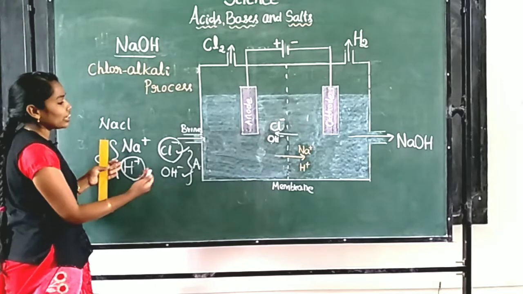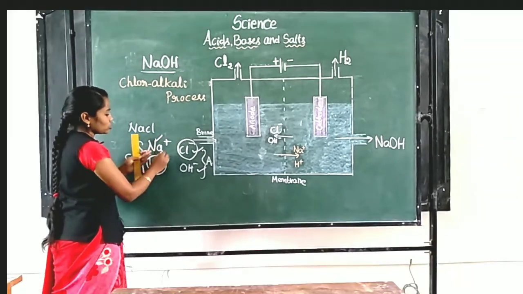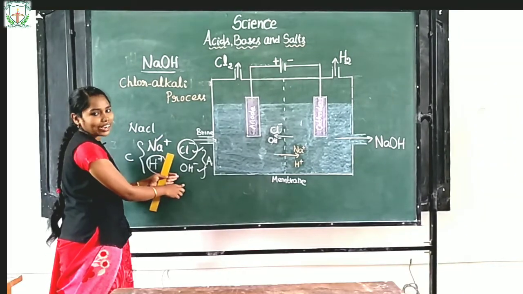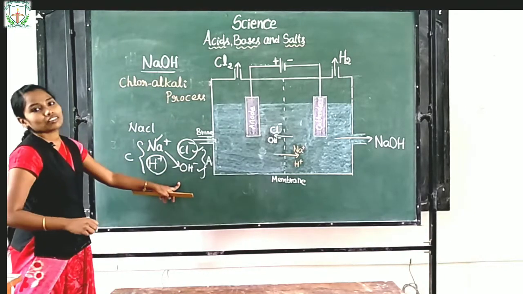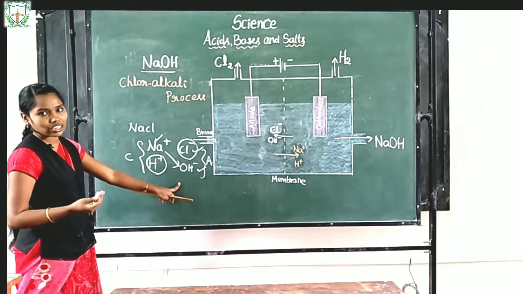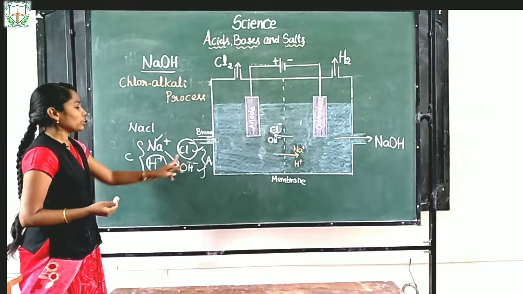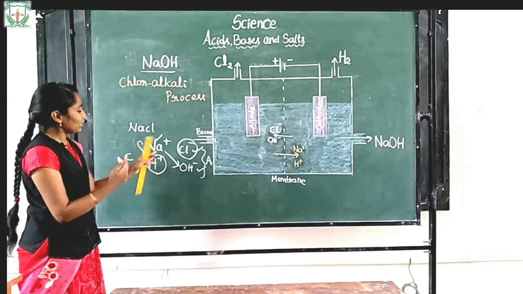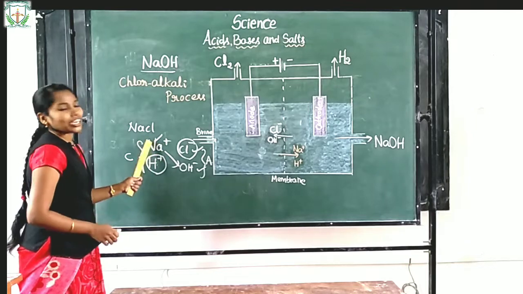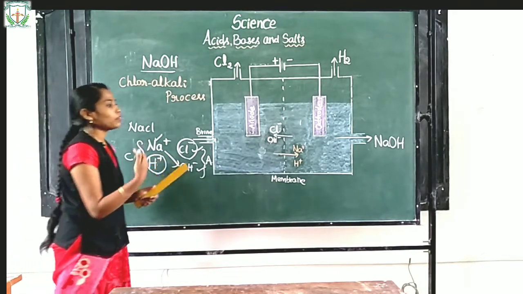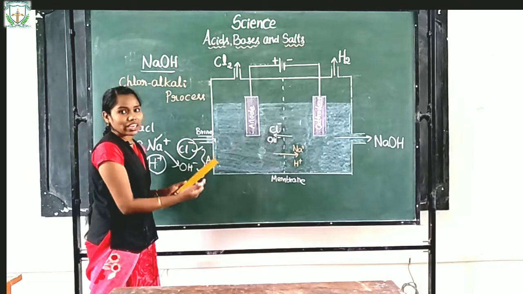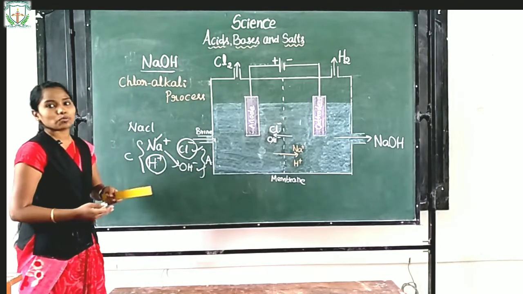So what are the left ions? That is sodium ion and hydroxyl ion. So the sodium and hydroxyl ions form sodium hydroxide. When these two are liberated as gases, the left ions are sodium ion and hydroxyl ion. So these two combine to form sodium hydroxide. In this way, the sodium hydroxide is going to be prepared.